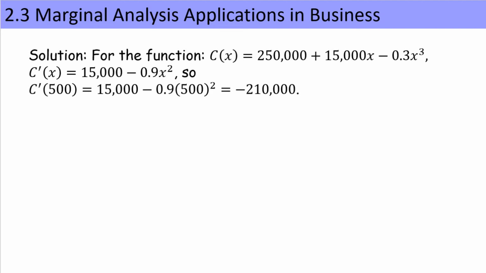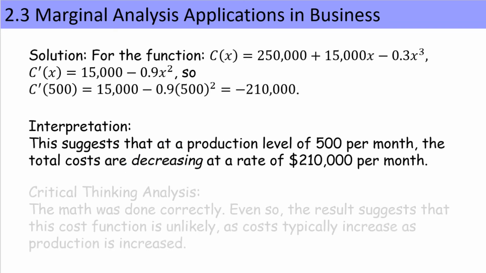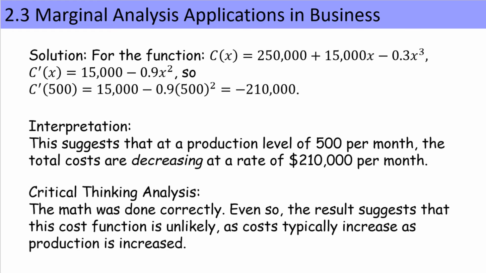210,000. The interpretation: this suggests that at a production level of 500 per month, the total costs are decreasing at a rate of $210,000 per month. Critical thinking analysis. The math was done correctly. Even so, the result suggests that this cost function is unlikely, as costs typically increase as production is increased.